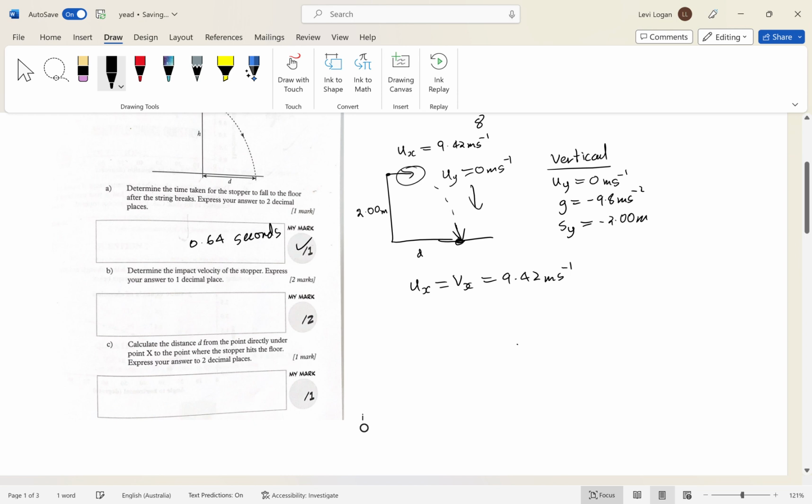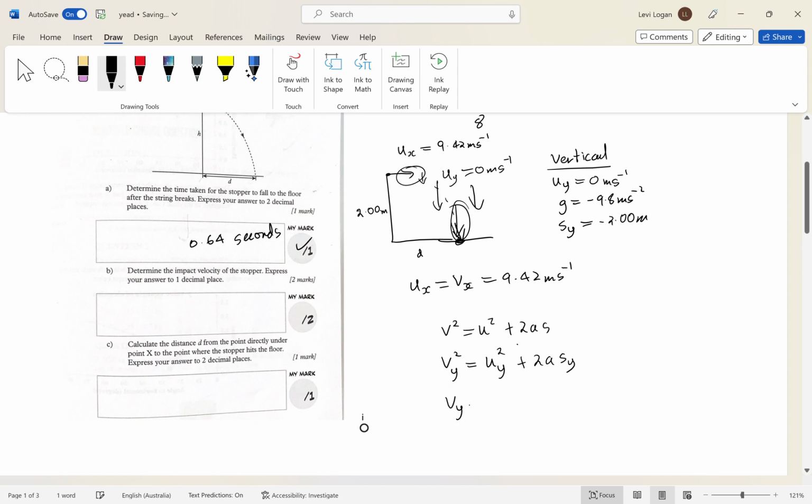But since gravity is pulling it down, you're going to have a velocity vector in this direction slowly increase. So we're going to have a pretty big vector at this point here. So to find that, we need this equation here. v squared equals u squared plus 2as. So v squared of y is equal to u squared of y plus 2as of y.